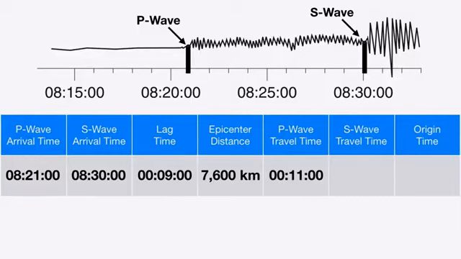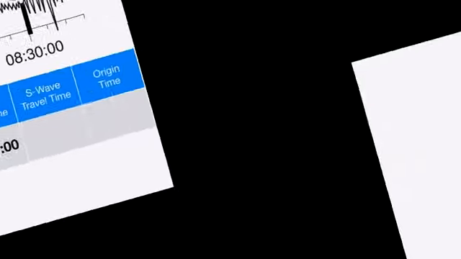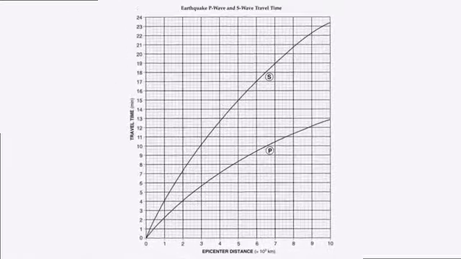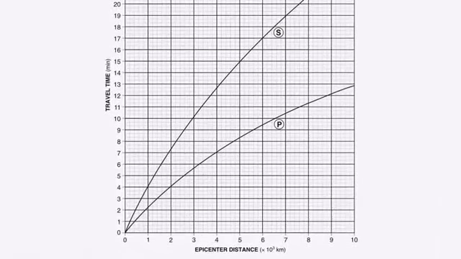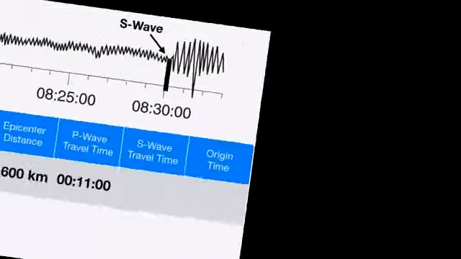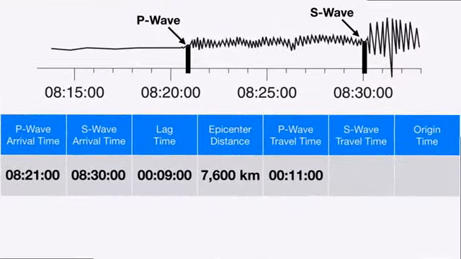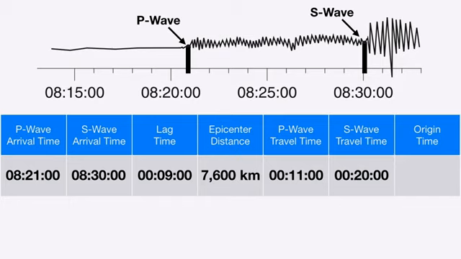I can do the same thing for the S wave. Back to my travel time chart, back to my distance of 7,600, but this time I'm going to go all the way up to the S curve and over. And I see that my S travel time is going to be about 20 minutes. That's an important thing, because in order to find the time that the earthquake happened, also known as the origin time, I need to know the travel times.